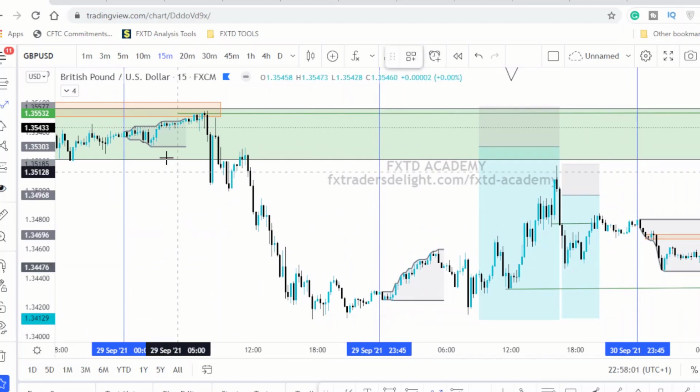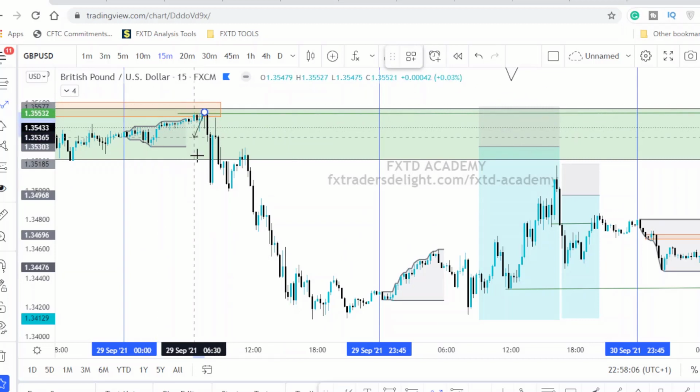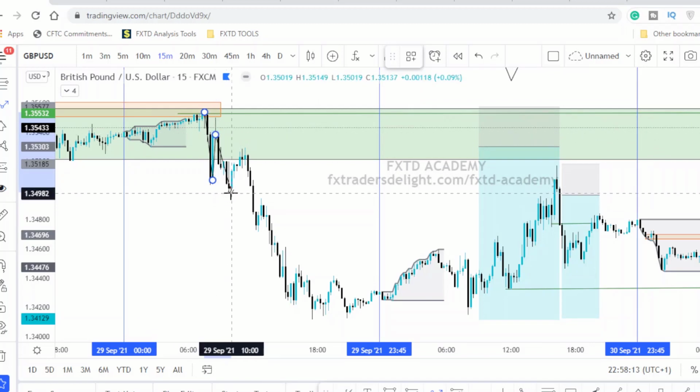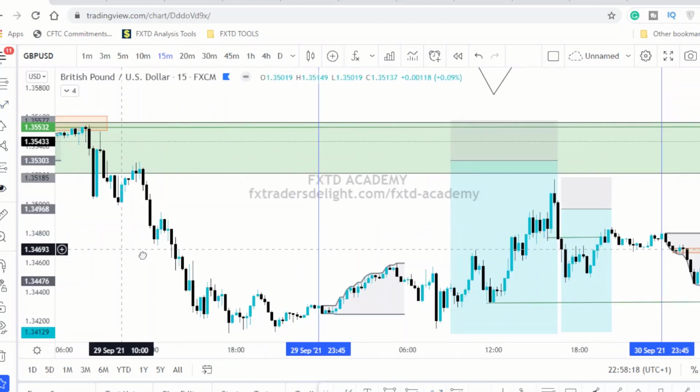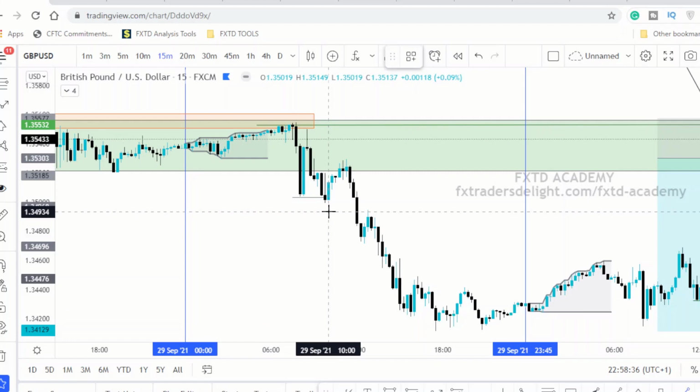Now we see as price rallied, this is the pre-London session open, and the London session just opened. Now we can see that there was a break in structure as price went back down to the downside. So we can actually mark this area. This is our structure break, so we can get ready to enter as price returns to the order block.